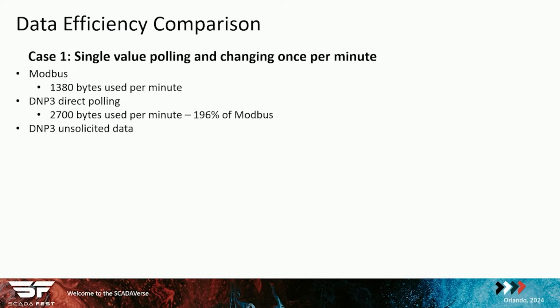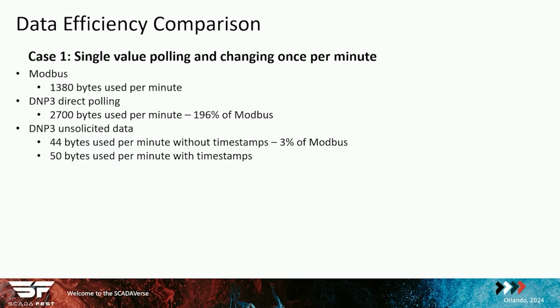So if you do unsolicited data, we're only going to use 44 bytes. We only get one message sent to us, one response sent back because the data only changed once. That's great. That's only 3% of what Modbus does. That's exactly what I was talking about earlier. If you have very infrequently changing data, you can save a lot of bandwidth with these report by exception protocols. And then if you include timestamps, you're still only 4%, not a big deal.